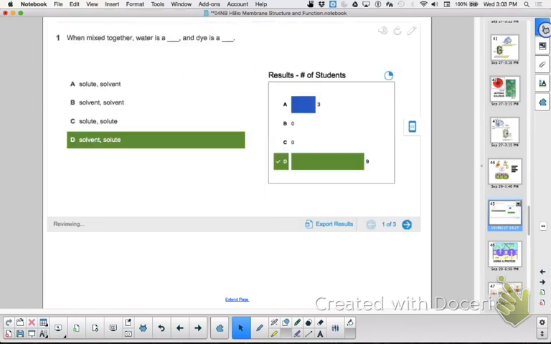Oh, water is always going to be the solvent. Whatever you dissolve in it is the solute. Okay? Solvent, solute.